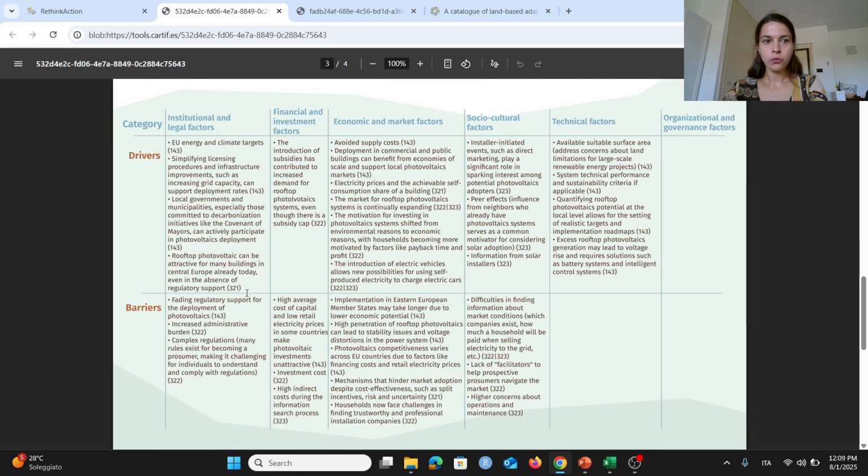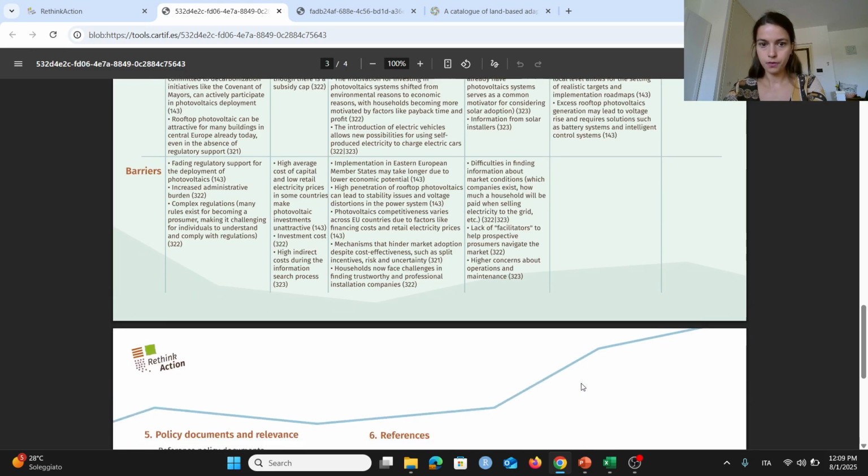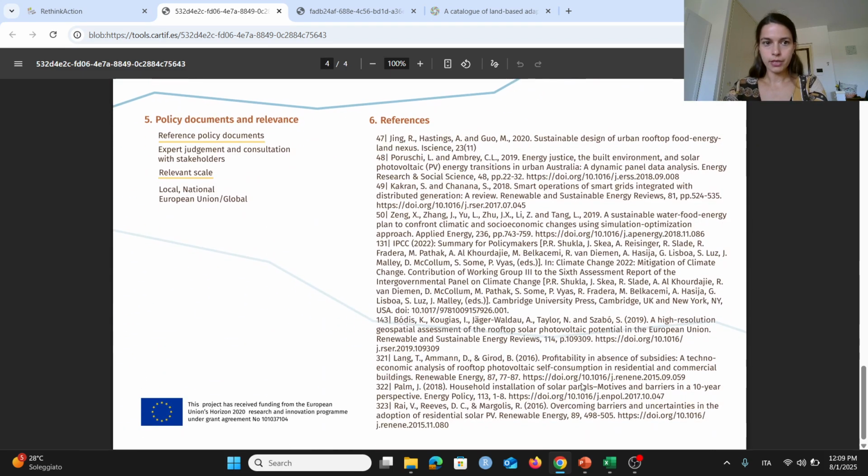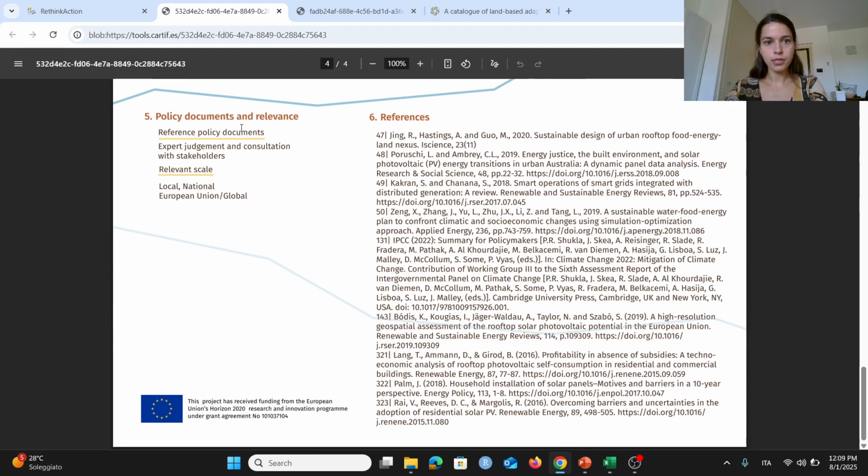Drivers and barriers include several categories. They include institutional and legal factors, financial investment factors, economic and market factors, socio-cultural, technical, and organizational and governance factors. When no information was available, then the relevant boxes are empty. And then lastly, you can find all the references, including the policy documents where the solution was retrieved from.